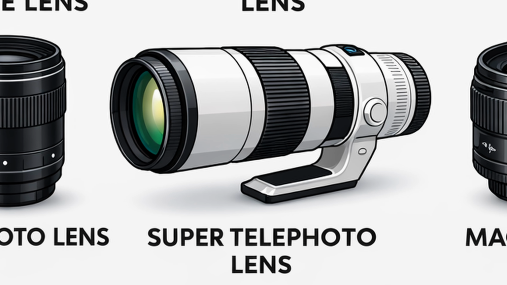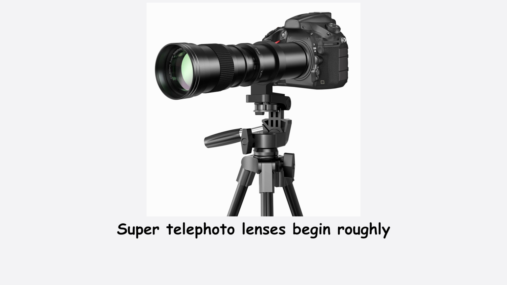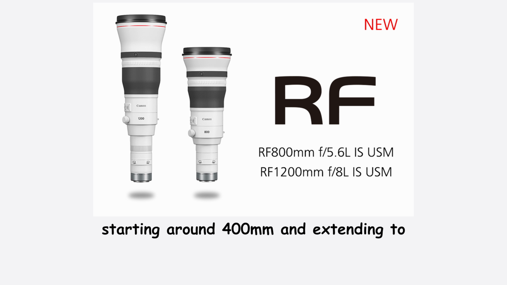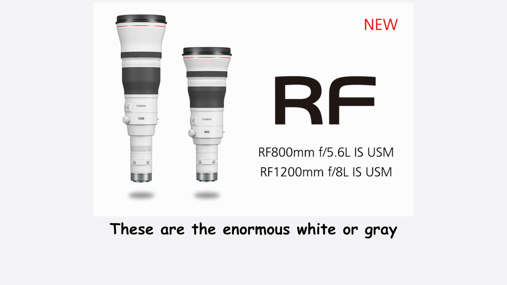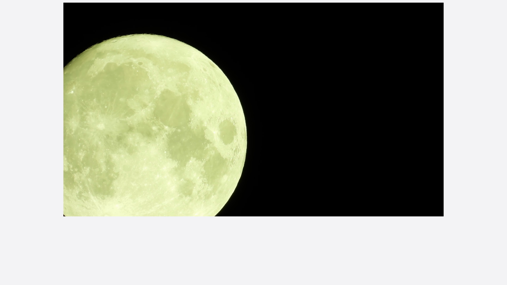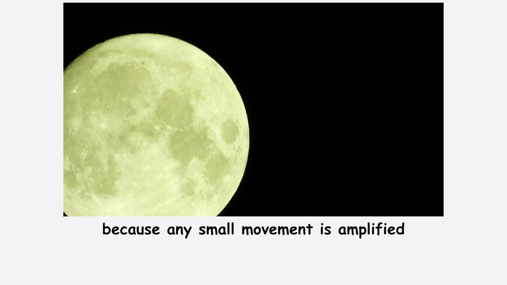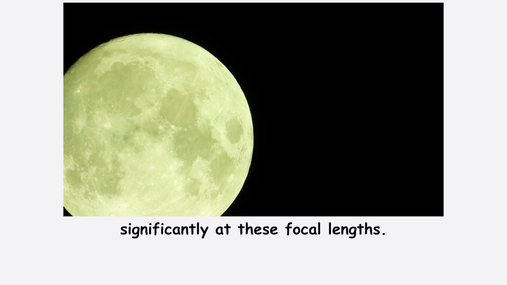Super telephoto lens. Super telephoto lenses begin roughly where standard telephotos leave off, starting around 400mm and extending to 600, 800, and beyond. These are the enormous white or gray lenses you see on the sidelines of professional sporting events and on wildlife photography expeditions. They require either a very fast shutter speed or some form of stabilization to use effectively, because any small movement is amplified significantly at these focal lengths.